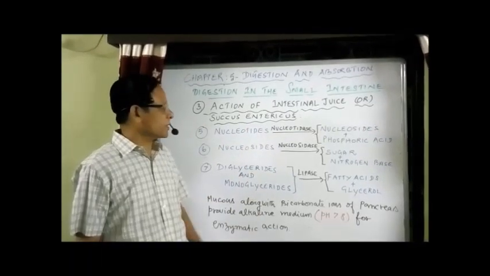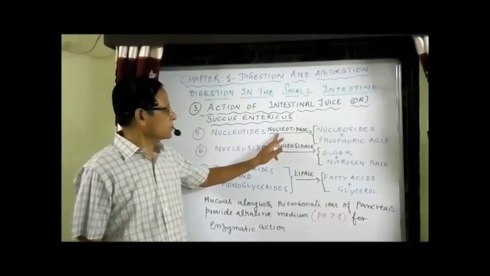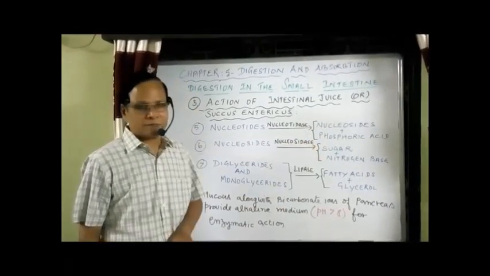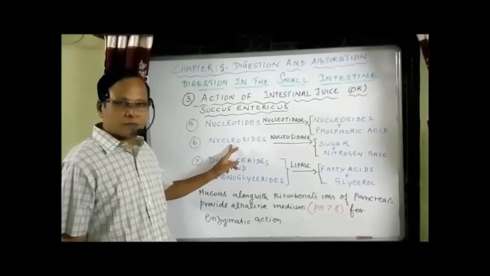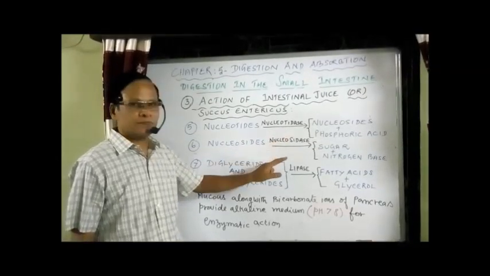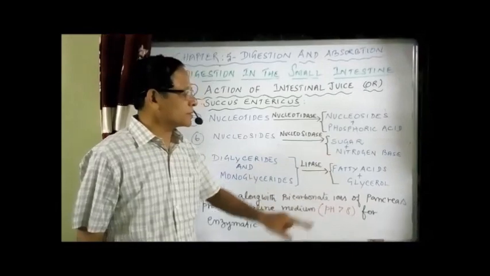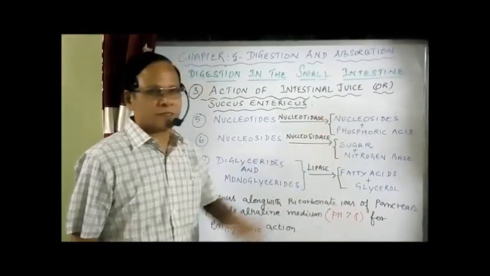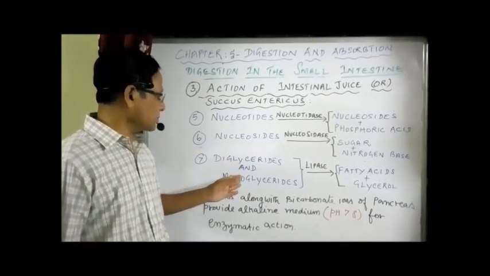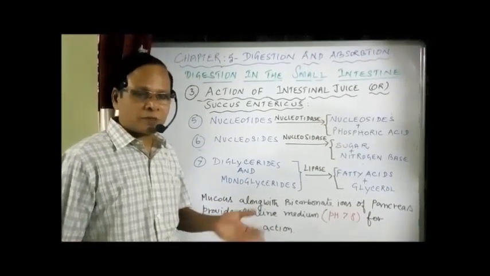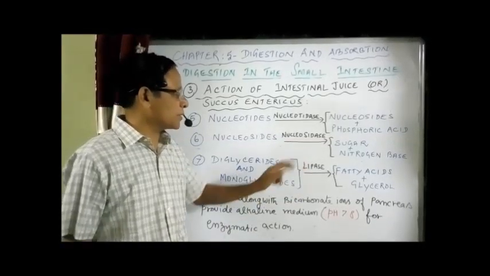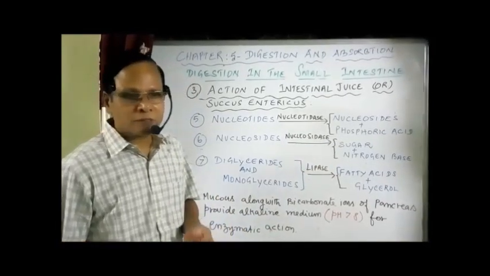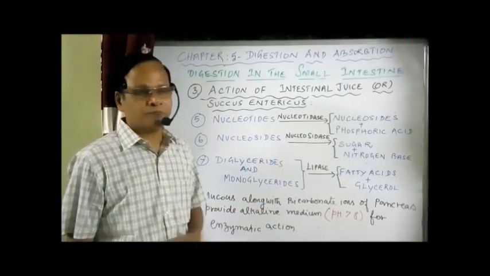Nucleotides, the unit of nucleic acid, are hydrolyzed by nucleotidase enzymes to form nucleosides and phosphoric acid. The nucleosides are further hydrolyzed by nucleosidases to form sugar and nitrogen base. That's why I mentioned that a nucleotide is formed of sugar, nitrogen base and phosphoric acid. Now the diglycerides and monoglycerides, formed during digestion, are acted upon by the lipases of the intestinal juice, giving the ultimate simpler units, fatty acids and glycerol.